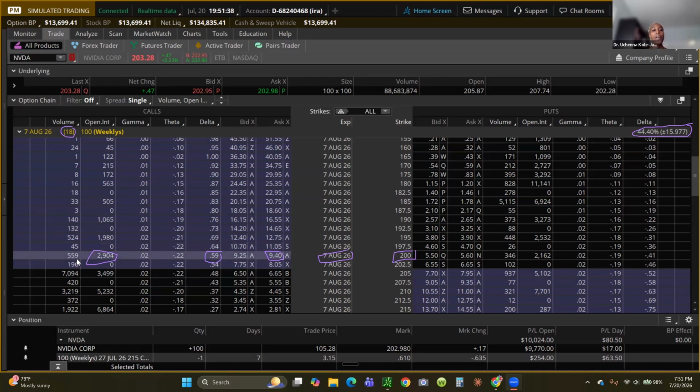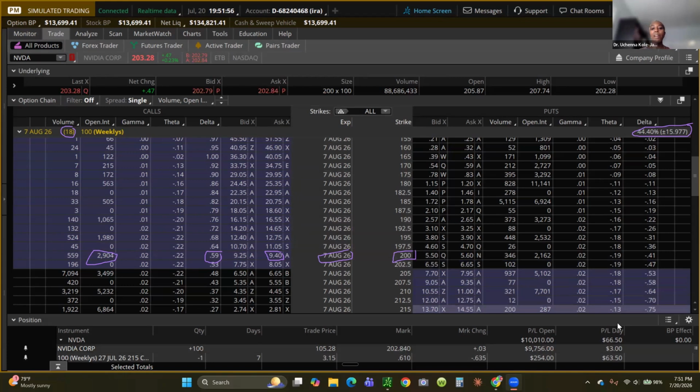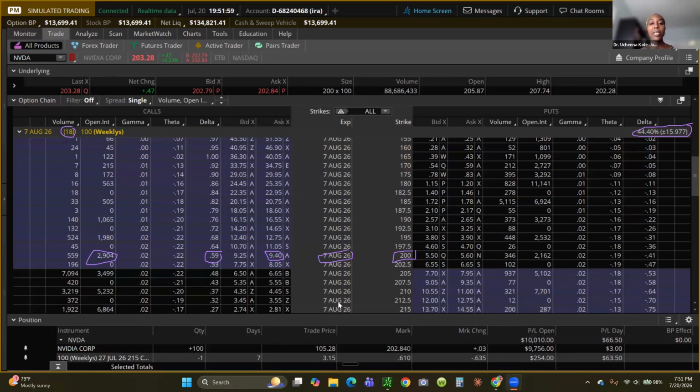2,904. The volume's at 559. The delta is not where I want it to be, but that's okay because it fits my price target. So once I get into this trade, I need NVIDIA to go up. Okay? So that's basically the rationale of how you would pick that option.